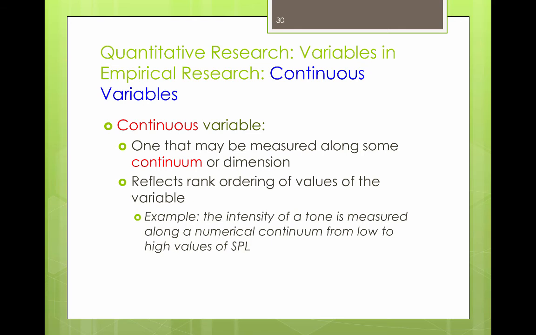A continuous variable is one that can be measured along some continuum or dimension. It reflects rank ordering of values of the variable. For example, the intensity of a tone is measured along a numerical continuum from low to high values in SPL. So from 5, 10, 15, 20, a continuum.